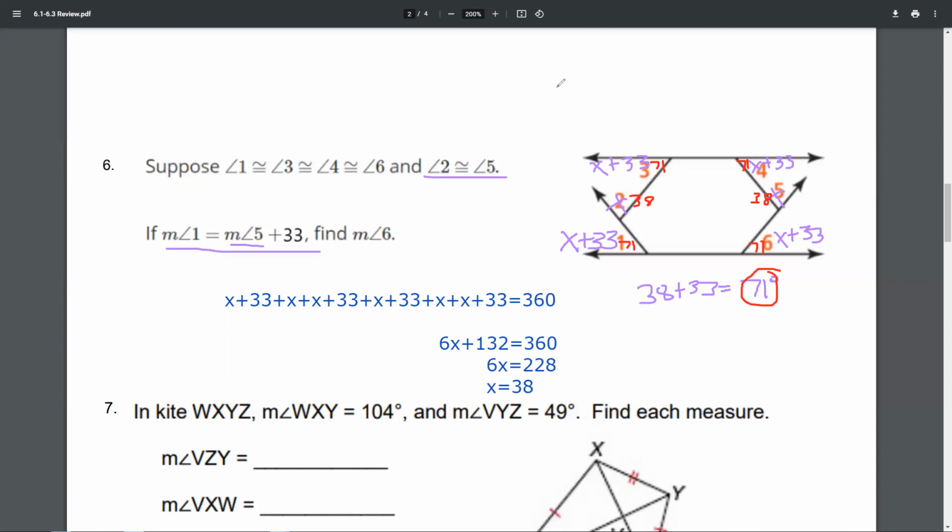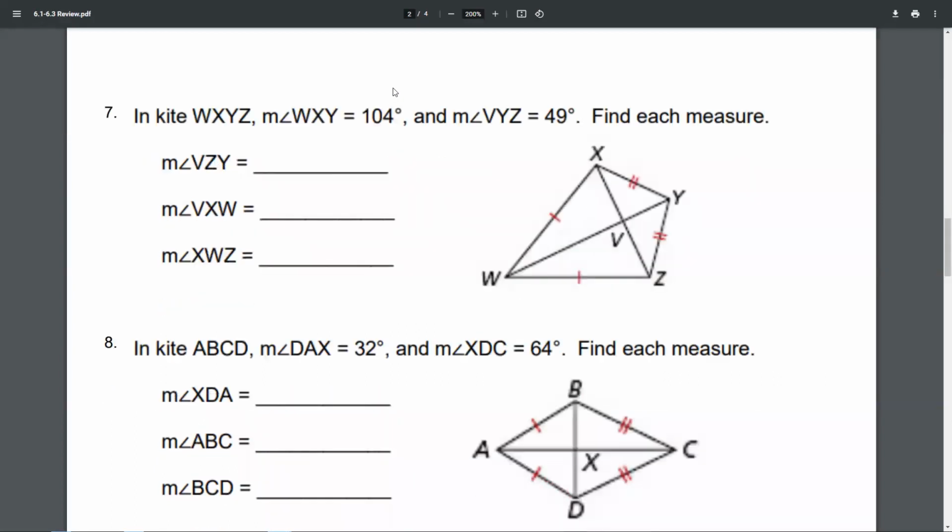Okay. All right, number 7. I have a kite. So first thing I want to do for angles is fill in my 4 right angles, right? Those are all right angles. Okay, WXY, that's the big angle here, is 104. So I'm going to hold off on that one because the whole thing is 104. Right, this whole angle. Okay, and then VYZ is going to be 49. All right, so the angle right next to it also is going to be 49.